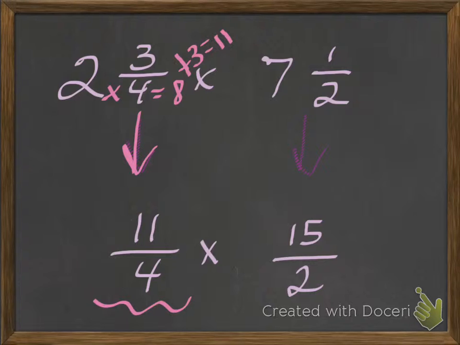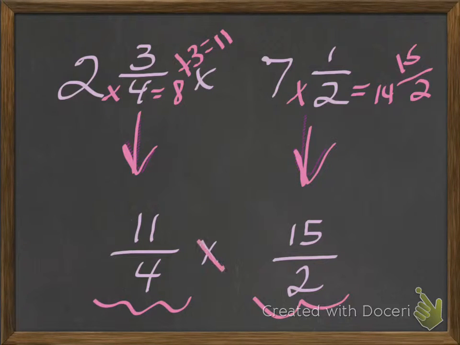Then I'm going to change 7.5. I multiply 7 times 2, that equals 14. I add on the 1, that's going to equal 15 halves. So down below you can see I changed that to 15 halves. Now I can multiply 11/4 times 15 halves.